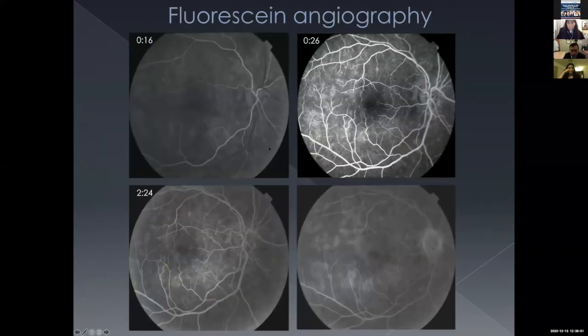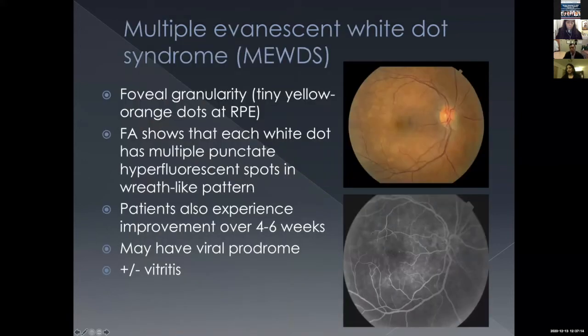And classically, when you look at the textbooks, the description is that these areas will be hyperfluorescent with late staining or late leakage. And you can see that at 26 seconds, you can see these areas of hyperfluorescence. One of the characteristics is that they'll have these wreath-like configuration lesions around these areas of white dots. And again, just a reminder that these patients will have foveal granularity with tiny yellow dots at the level of the RPE and outer retina. And the fluorescein angiogram will show that each of these white dots will have these hyperfluorescent spots in a wreath-like or almost halo-like configuration.